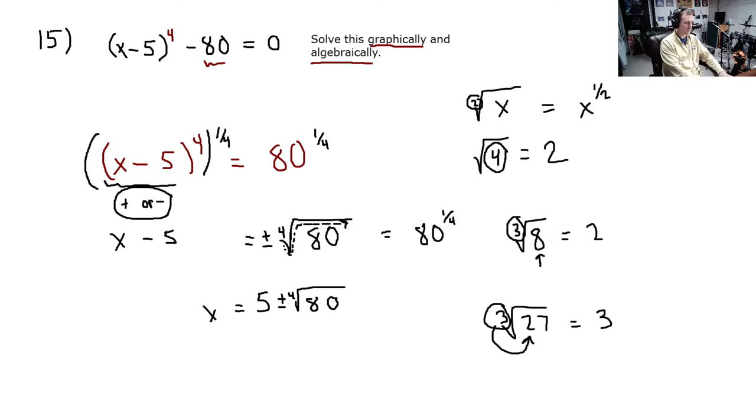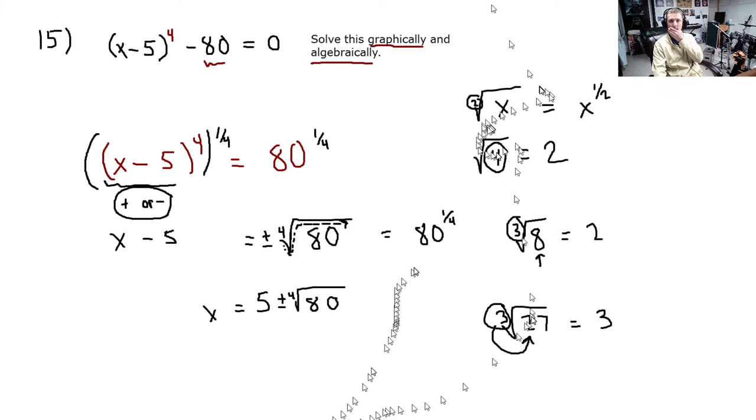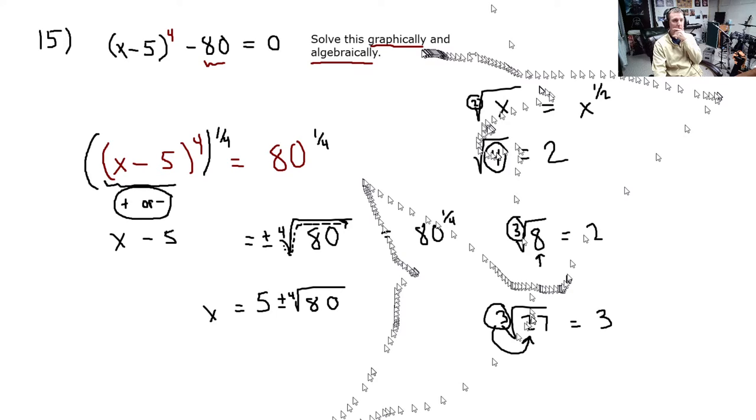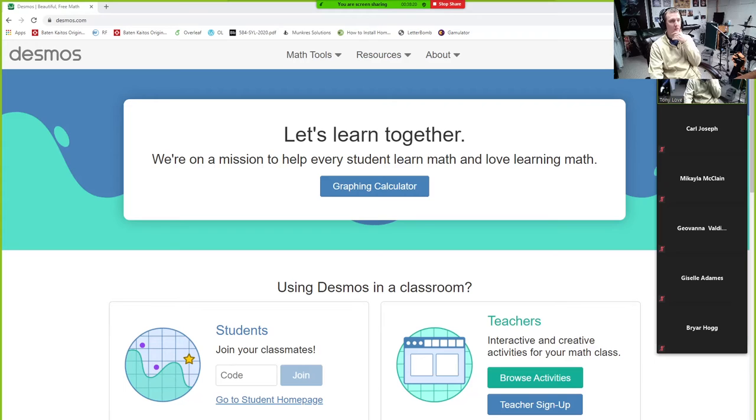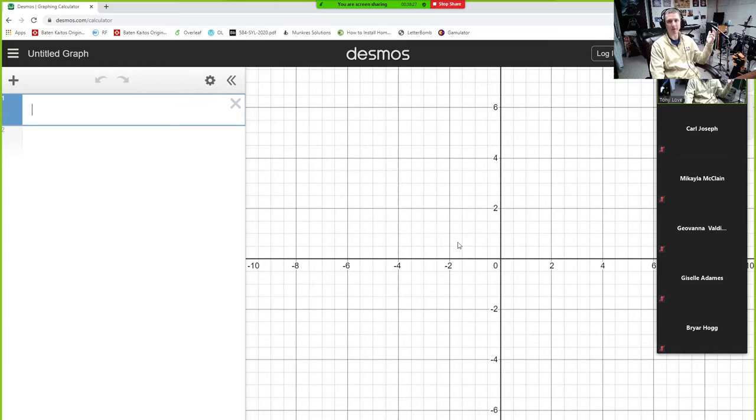So, before we move on to more problems with radicals, let me share my screen here. Okay. So this is Desmos. And Desmos is a great online graphing calculator. Okay, it's just desmos.com. It's absolutely free, requires no payments or whatever. I think I've used it before for you. But we're going to use this to solve this thing graphically.